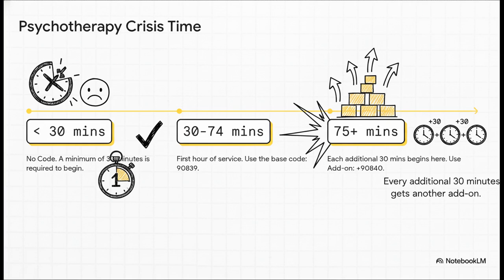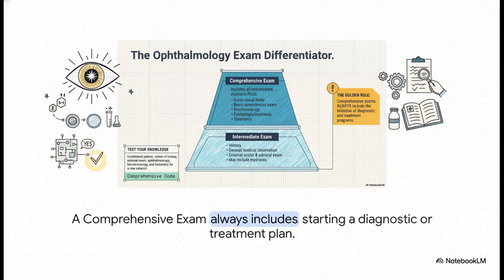But check this out. The second that clock hits 75 minutes, that single minute triggers a whole new add-on code. And you get another one for every 30 minutes after that. Over in ophthalmology, there's what I call a golden rule that just makes everything click. An exam becomes a comprehensive exam if and only if the doctor starts a diagnostic or treatment program.